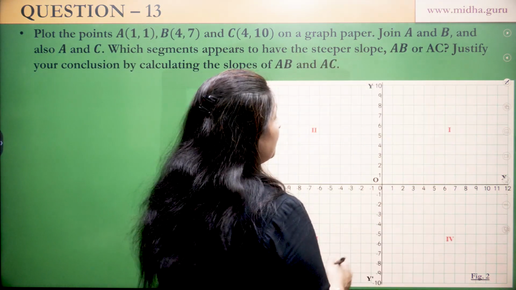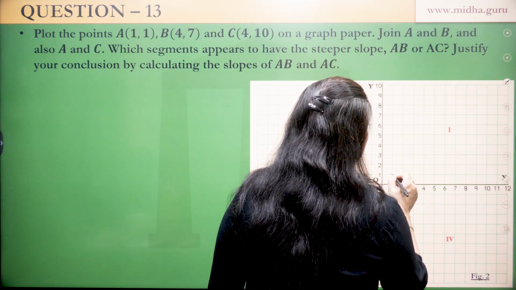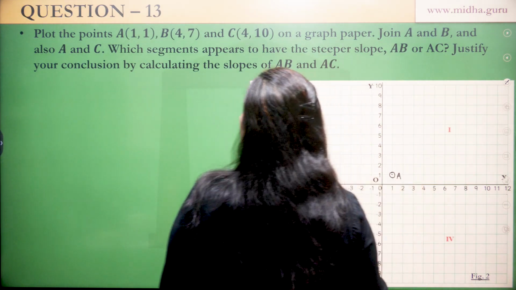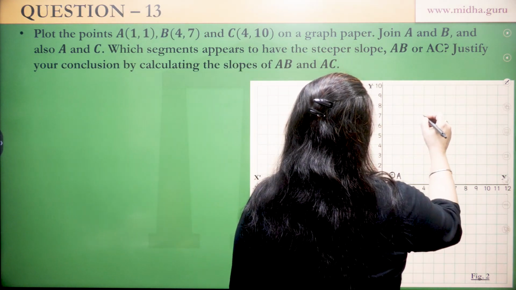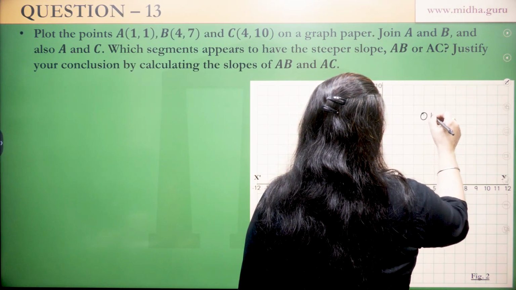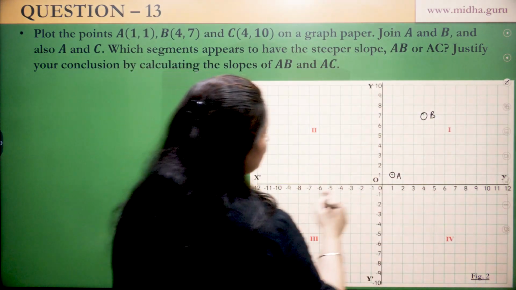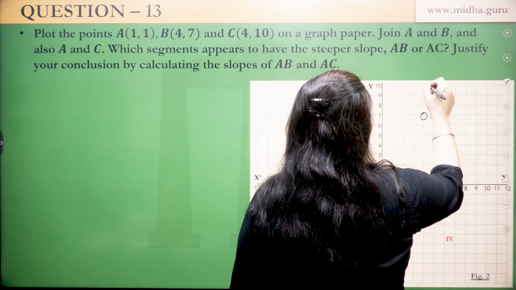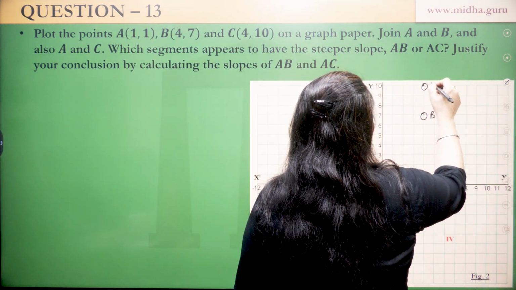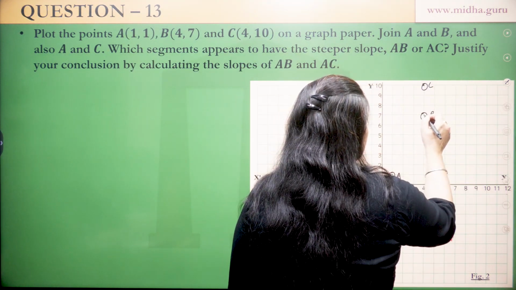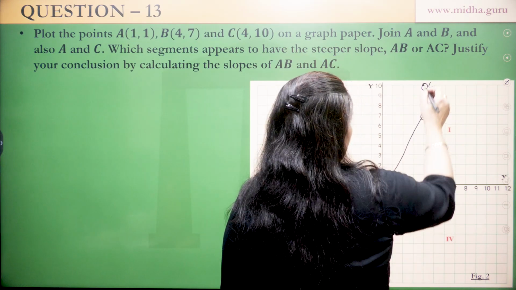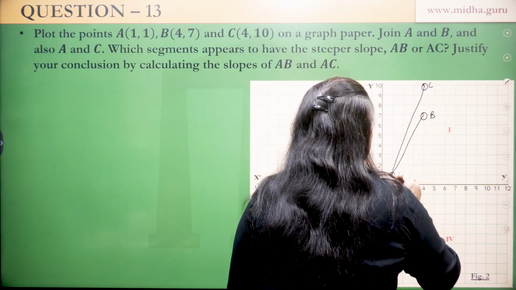So first we'll plot the points. It is 1, 1 for A. So this is A. Next is 4, 7. B is 4, 7. So B is here, 4, 7. Next is C, which is 4, 10. So this is here, 4, 10. This is here, C. So next, you have to join AB and also you have to join AC, right?